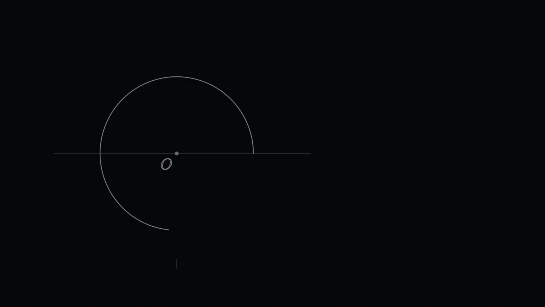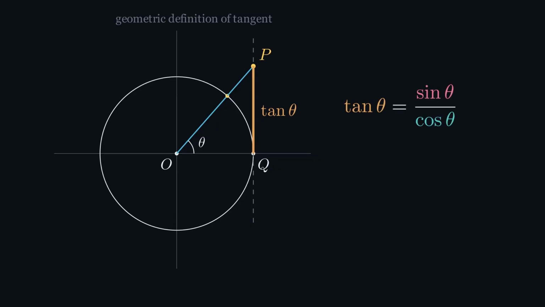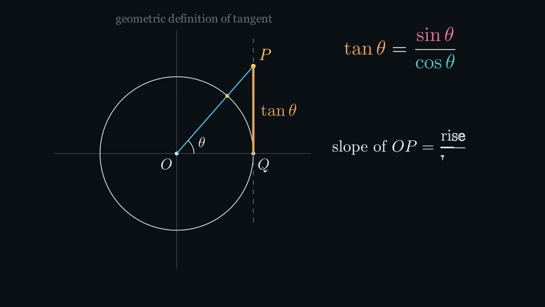Now, if we consider the origin as point O and extend that to a point P, which intersects the tangent line from a point Q with coordinates (1, 0), we can geometrically define our tangent function as the distance from Q to P. This arises from the mathematical definition of tangent as the ratio of sine to cosine. In this case, cosine is equivalent to 1, so our y-coordinate is sine theta on 1, or tangent theta. Consequently, we can also define tangent as the gradient of the line OP.